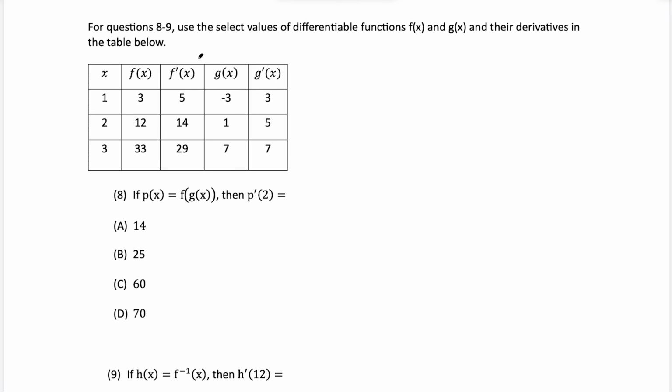So for questions 8 and 9, we're going to be using this table of values here that has select values of differentiable functions f of x and g of x and their derivatives. And for question 8, we have p of x equals f of g of x, and we want to know what is p prime of 2. So for p prime of x, we're just using the chain rule here. This is f prime of g of x, and then we're multiplying that by g prime of x.